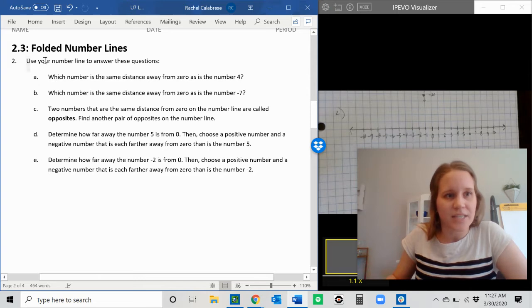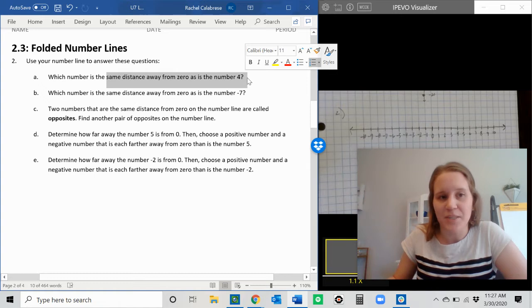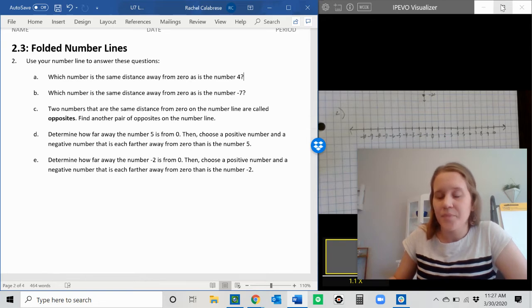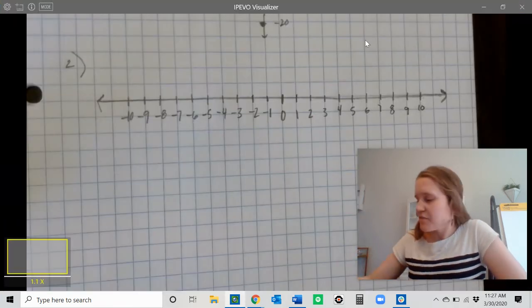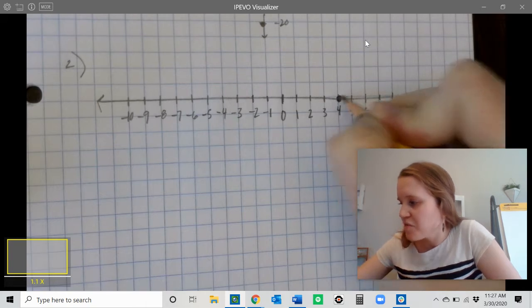All right, number 2 says, use your number line to answer these questions. A, which number is the same distance away from 0 as is the number 4? I'm going to read it one more time. Which number is the same distance away from 0 as is the number 4? Let's take a look at our number line and find number 4. Go ahead and plot a point on 4.